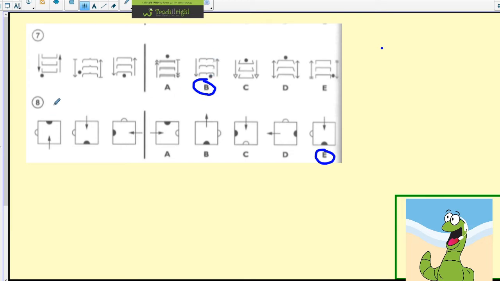Now question 8, this is where we've got 3 squares, each with 2 semicircles. You always have the black semicircle on the inside, the white semicircle on the outside, and an arrow pointing inwards. The arrow will also always be opposite the black semicircle.